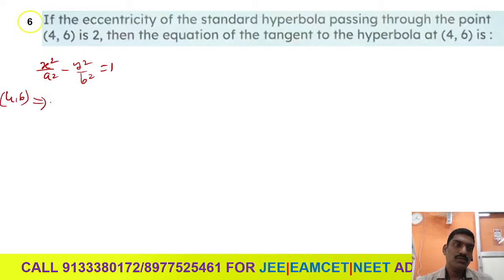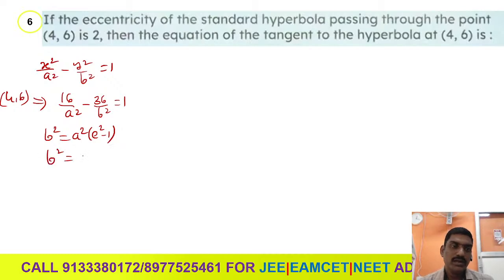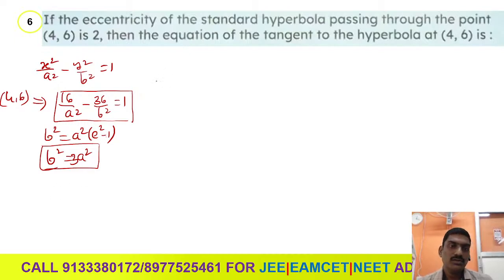As it is passing through the point 4 comma 6, 16 over a square minus 36 over b square is equal to 1. And next, the eccentricity is 2. So what is eccentricity here? Let us take b square is equal to a square times e square minus 1. Then b square is equal to a square times 4 minus 1, that is 3. So b square is equal to 3a square. We have 16 over a square minus 36 over b square is equal to 1, and b square is equal to 3a square. So if we solve these two equations, what do we get?